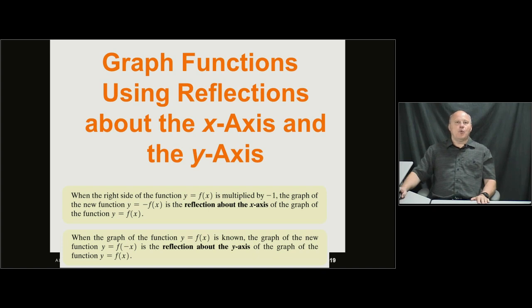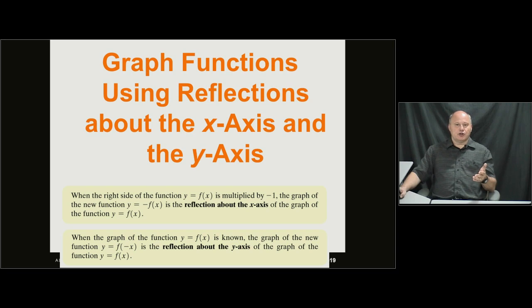Okay? Now, when the graph of y equals f of x is known, the graph of the new function y equals f of negative x is reflected about the y-axis of the graph of the function y equals f of x. So one is reflected about the x-axis, one is reflected about the y-axis. The difference is where the negative is placed. If the negative is placed on the outside, it's a vertical reflection. If the negative is placed on the inside, it's going to be reflected about the y-axis.